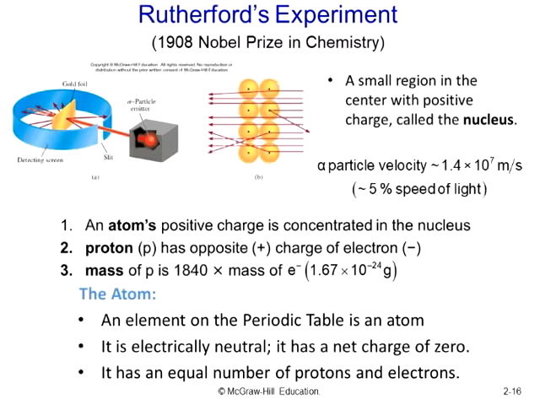And what he found and discovered from this is that there were these protons, electrons, neutrons, these subatomic particles that formed atoms. So an atom's positive charge is concentrated in the nucleus. That was one of the results of this study. The positive charge in atoms was in the nucleus.